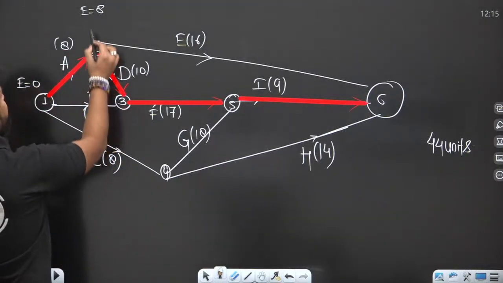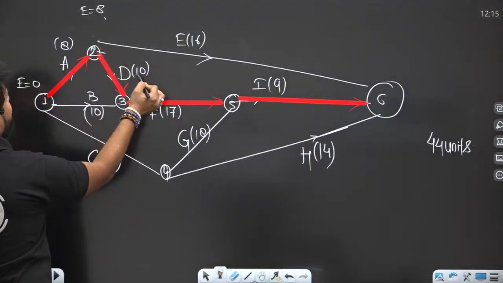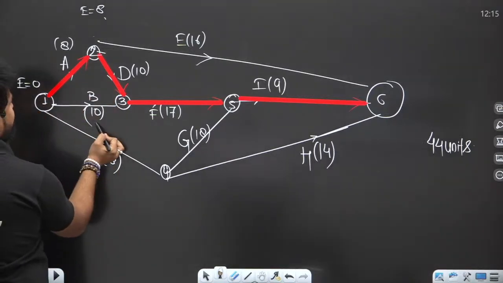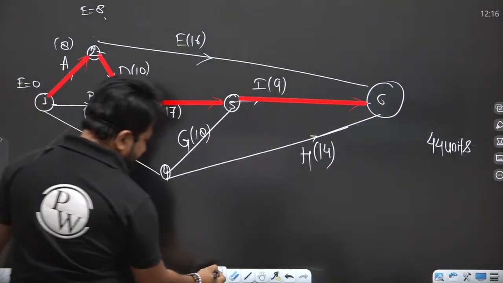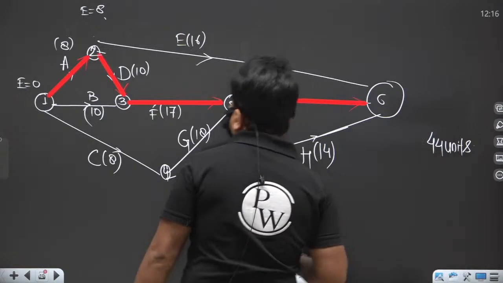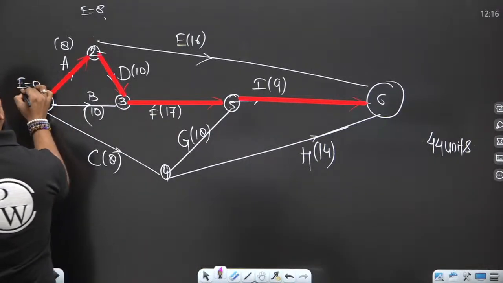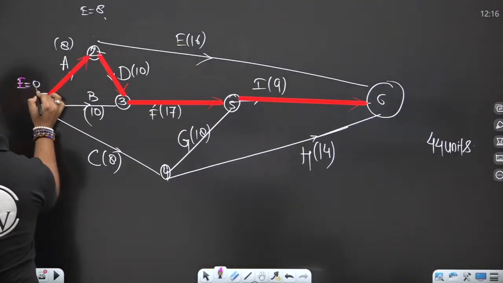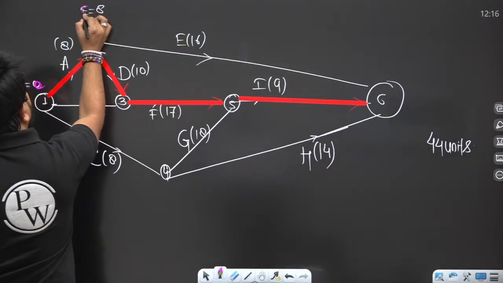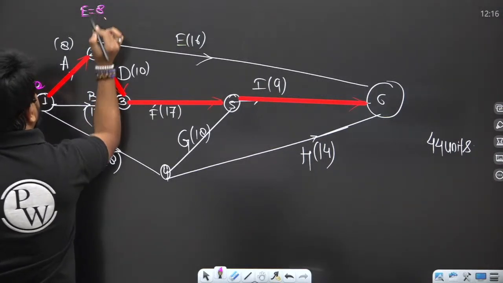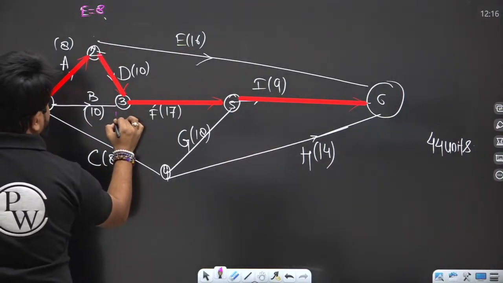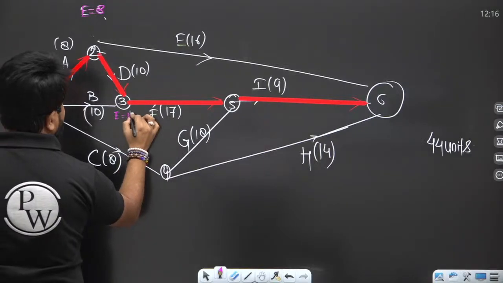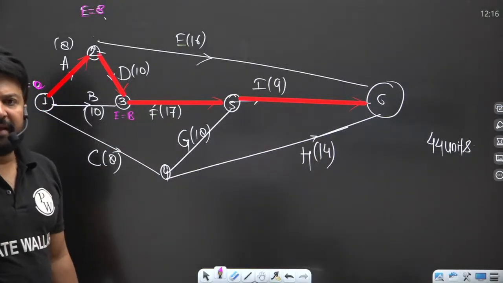Now at 3, you come 8 plus 10, that is 18, or 0 plus 10, that is 10. So here the earliest one is 18. I am using a different color. This is 0, this is 8, and here the earliest is 18. Am I clear?